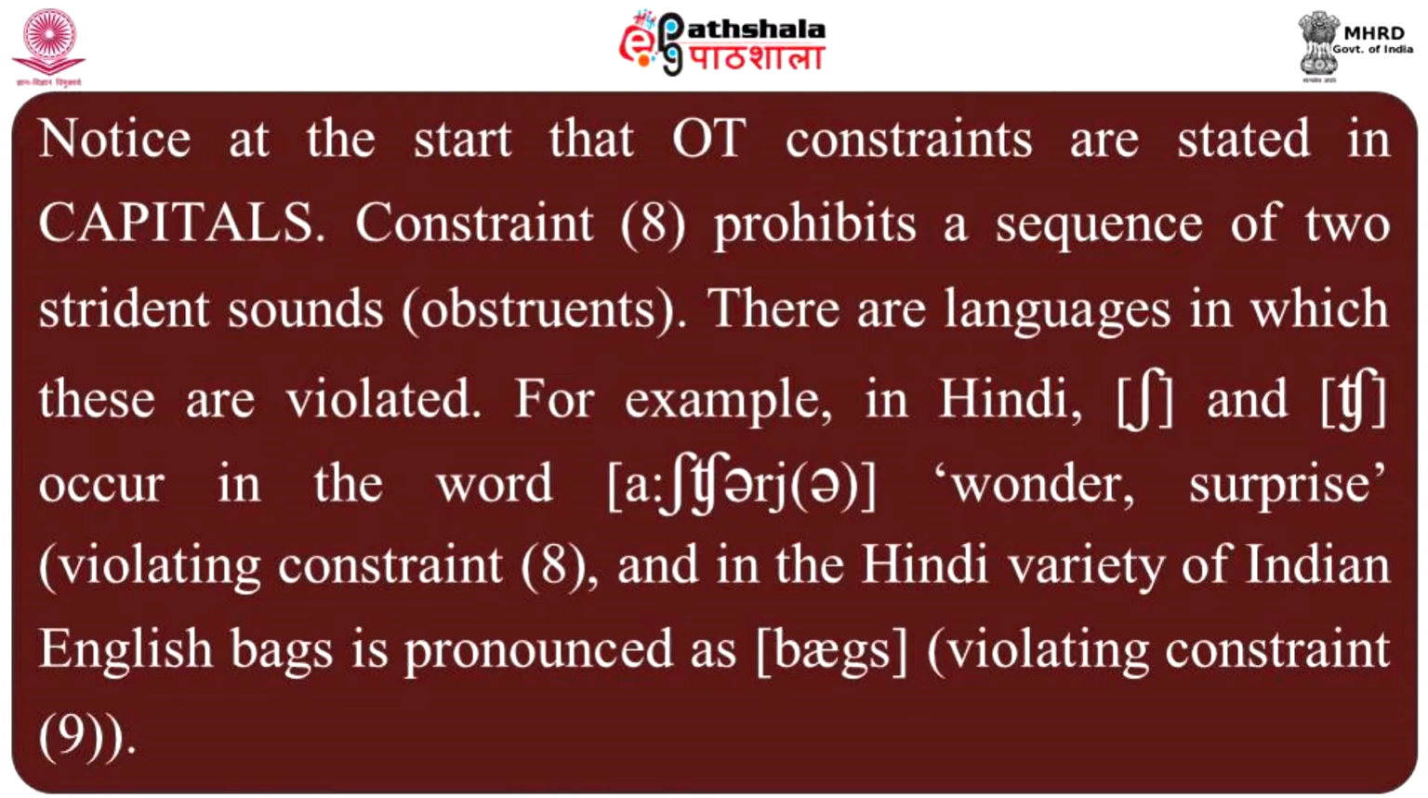Now, what does 8a do, as we noted? It prohibits the sequence of two strident sounds. And 8b prohibits a sequence of two obstruents that don't agree in voicing. We find that actually these can easily be violated. For example, in Hindi, you have a violation of the no strident plus strident sequence, such as ashcharya. So sh and ch both are stridents and yet they occur adjacently. And the Hindi variety of Indian English has the pronunciation of the word bags as bags, a frequently heard pronunciation. And here, g and s are obstruents and yet they don't agree in voicing.